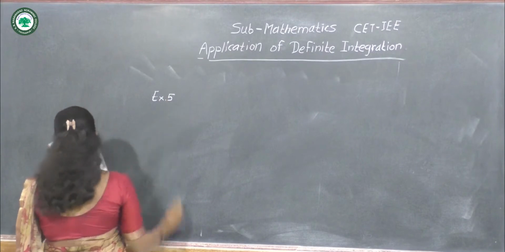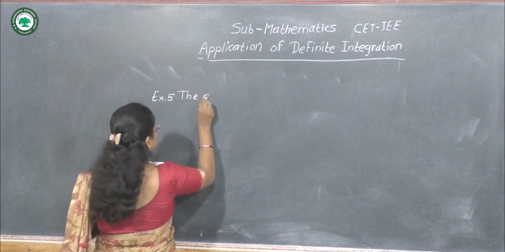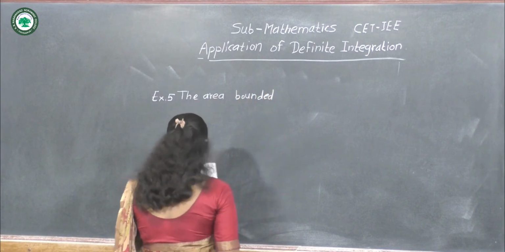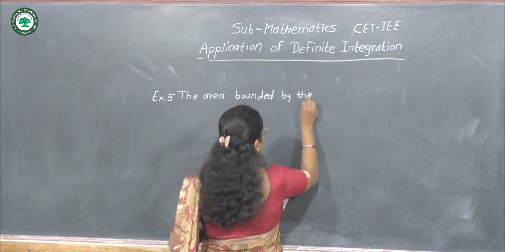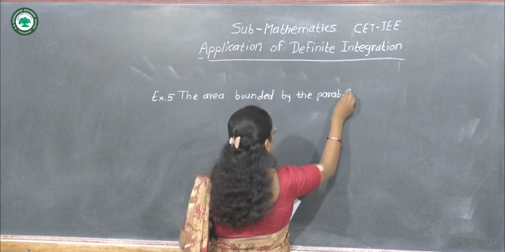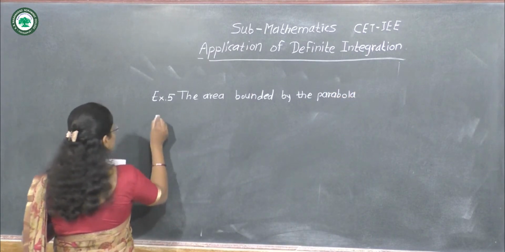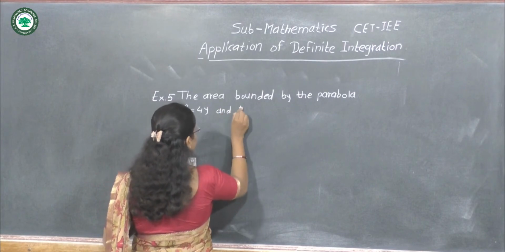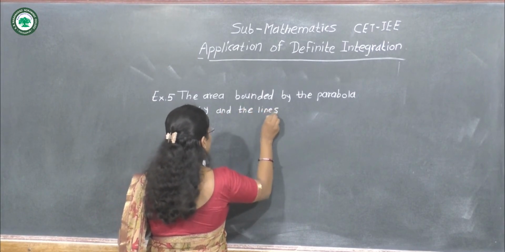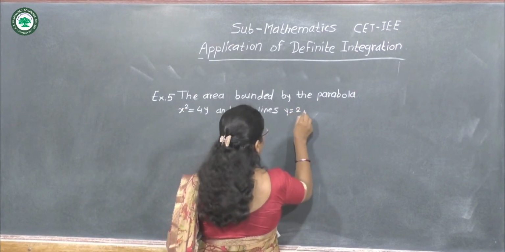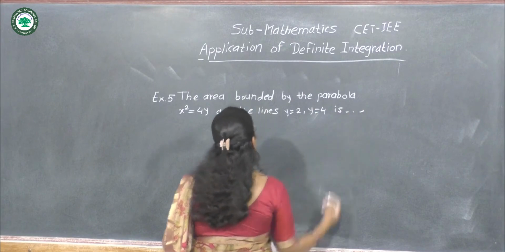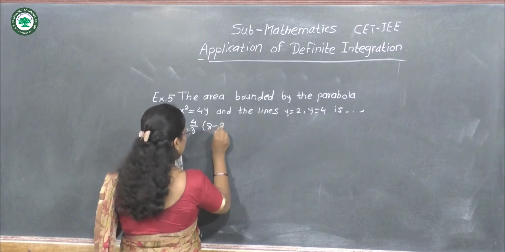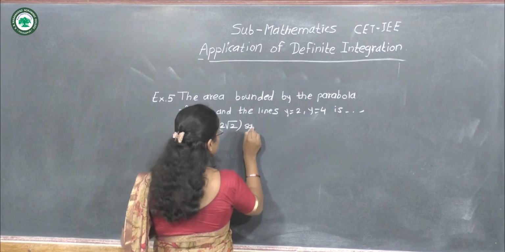Example number 5. The area bounded by the parabola x square is equal to 4y and the lines y is equal to 2, y is equal to 4 is, options are: option A, 4 upon 3, 8 minus 2 root 2 square units.